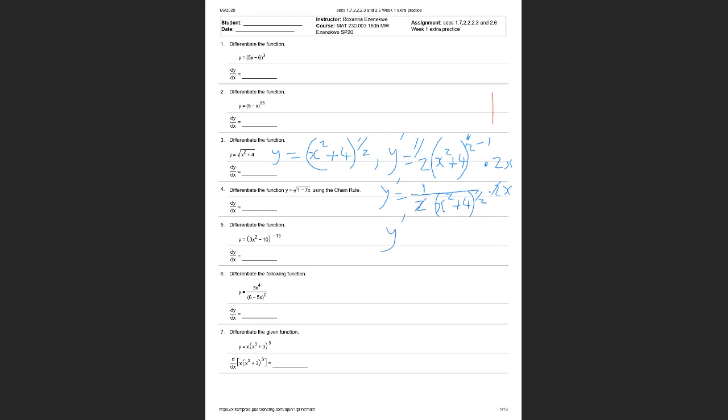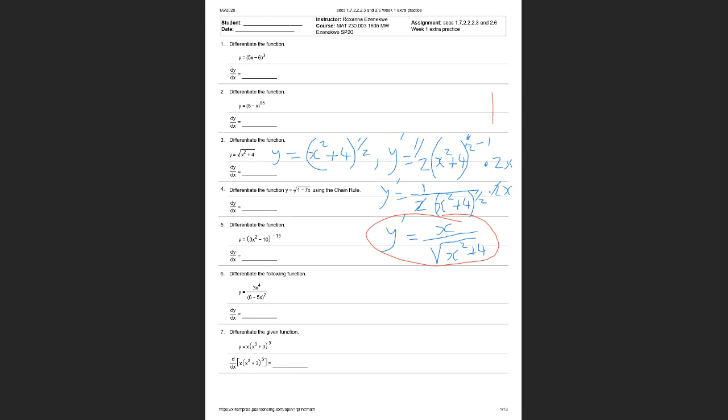Now my final answer will be x in the numerator divided by square root, because the exponent of 1/2 is the same as square root. This means square root. So I have x squared plus 4. And then that's all I have to do. I have already simplified. That is the derivative of the function in number 3.